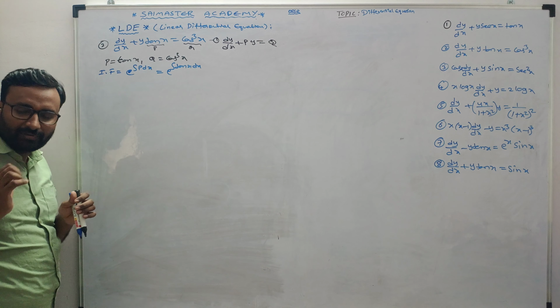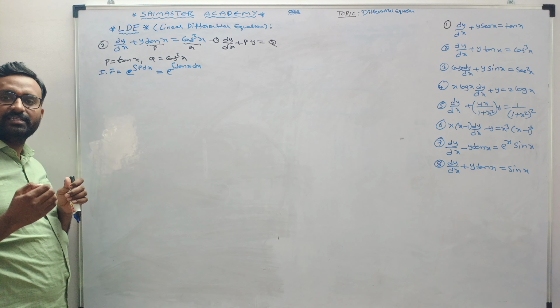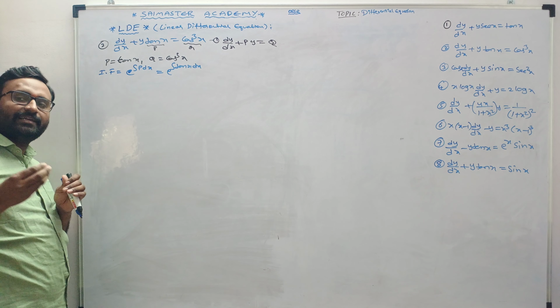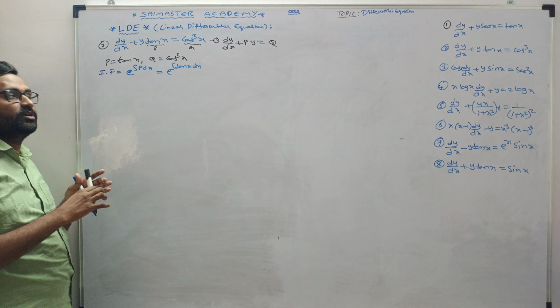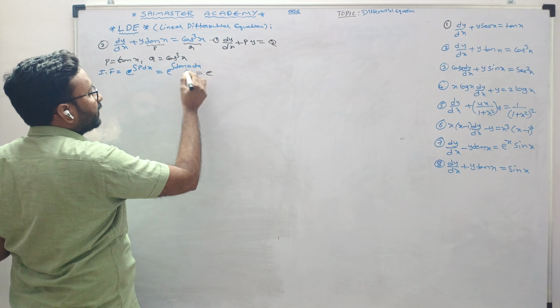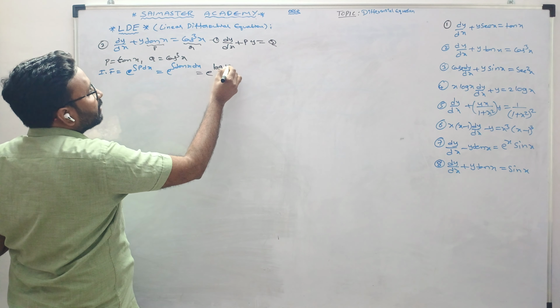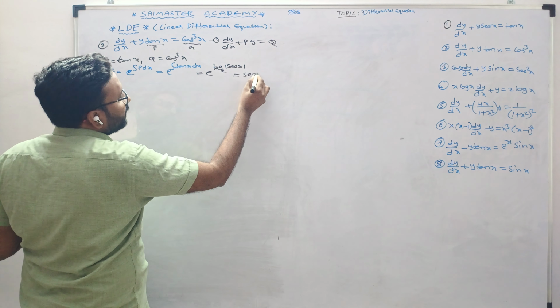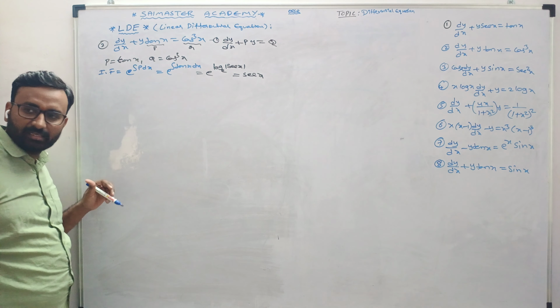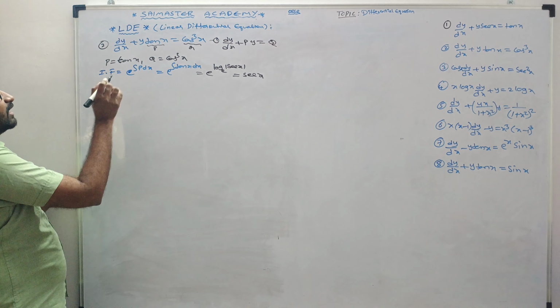Mostly you will get e power integral of something that gives a log, related formulas only. Why? Because e power log f of x is f of x, to eliminate the log. So this is e power log mod secant x base e, which is equal to secant x. e power log f of x base e is f of x only. We have the IF now.